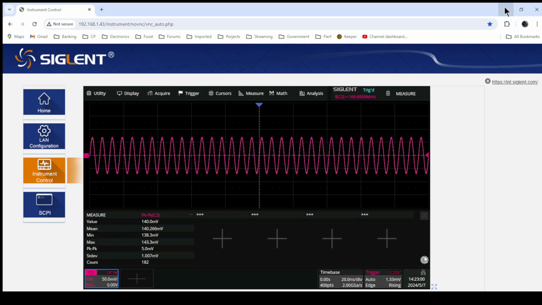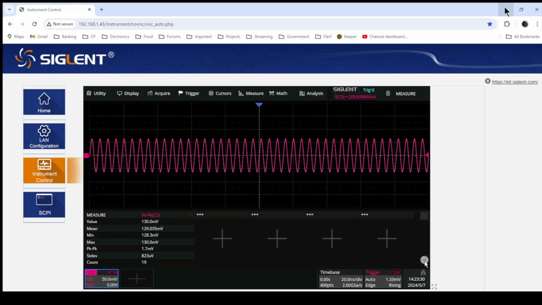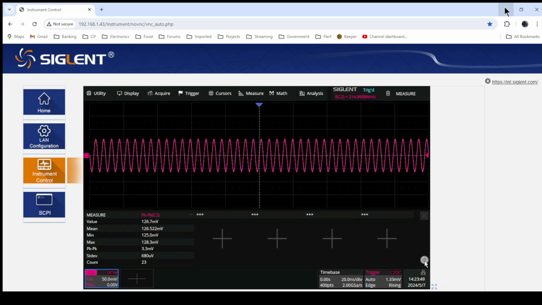Let's get brave, 200. Okay, we're getting closer now. So we're at 133. Should we try 210? That'll be three times the bandwidth. We're still above the 126, and we're at three times the bandwidth. Should we try 215? How lucky do we feel today? So, 215 megahertz from a 70 megahertz probe.